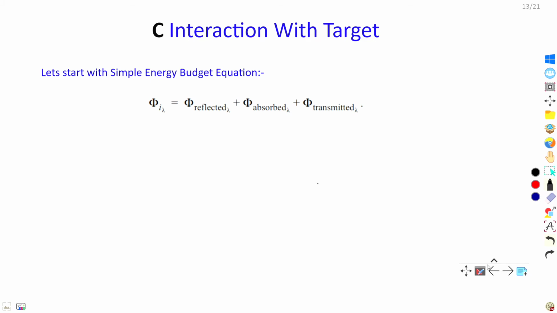Also, this reflected, absorbed, transmitted can be represented by a simple energy budget equation, which is written as phi incident is equal to phi reflected plus phi absorbed plus phi transmitted. Here I want to tell something: the reflected, absorbed, transmitted over some surface or some target, when an incident ray comes.